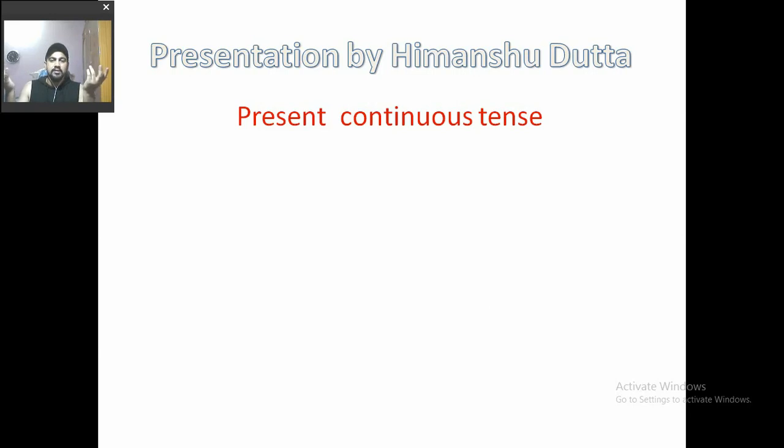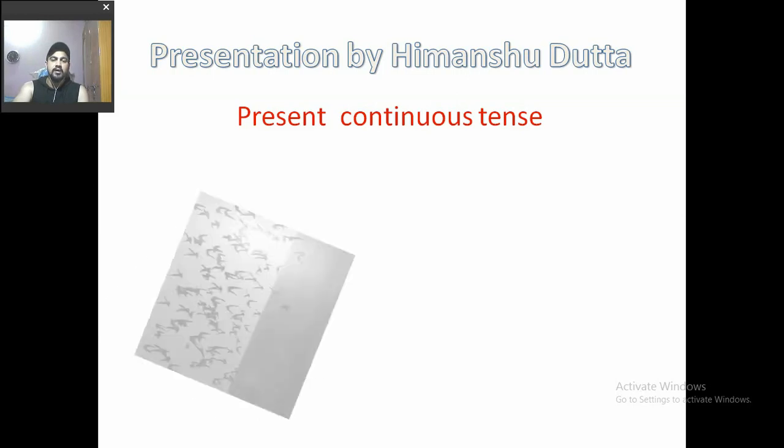So tense means the time of action, or the time period in which the action has taken place, and the time period is denoted by the present word. And continuous means something which is continued in the present time, like right at the moment of speaking. When something is continued, then we say the tense is the present continuous tense.